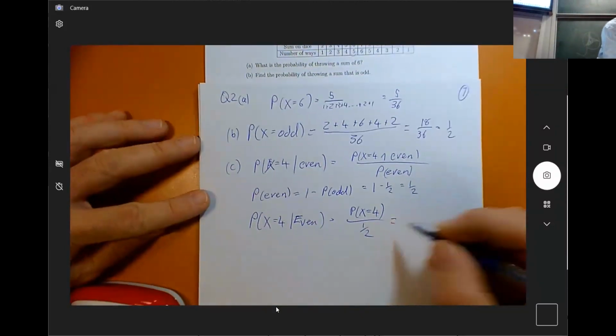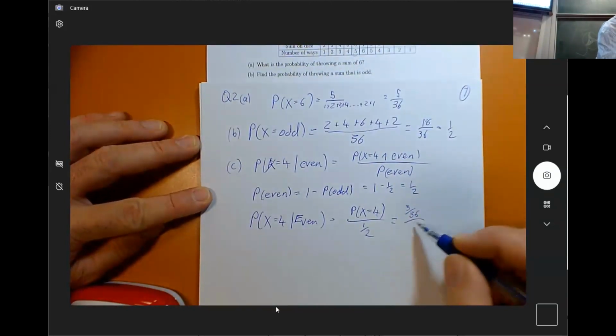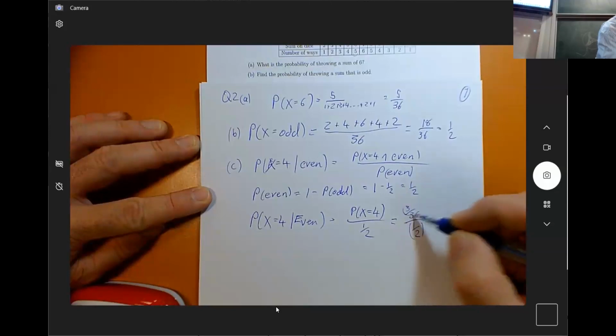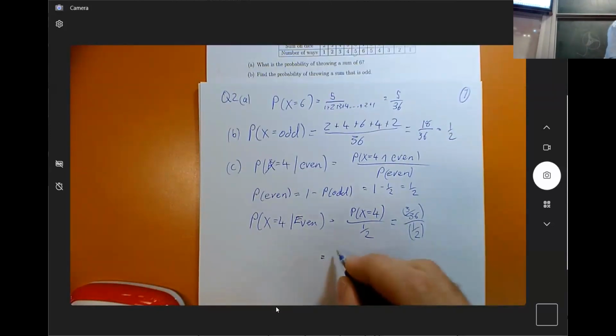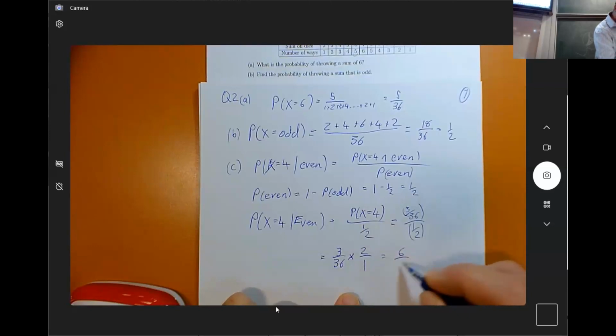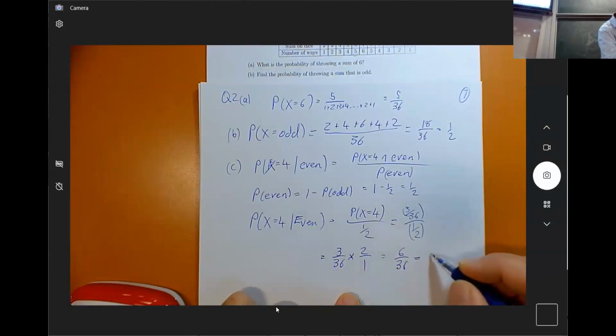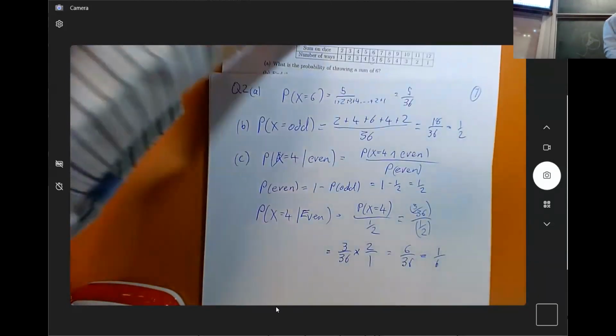And so the probability of 4 was 3 on 36, divided by a half. I've got fractions in fractions, so I should make sure I put brackets around the actual fractions. So I'm going to have 3 on 36 times by, when I'm dividing by a fraction, I turn it upside down. And so I'm going to have 6 on 36, which is going to be 1 in 6. There is one more part to this question.